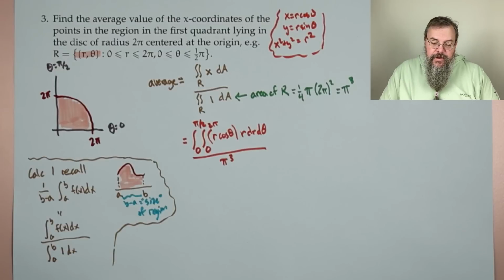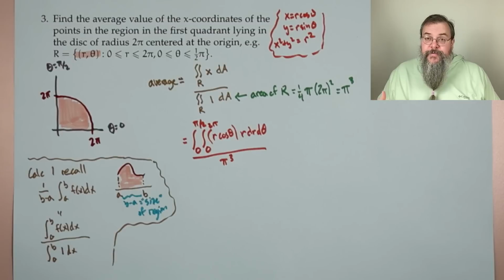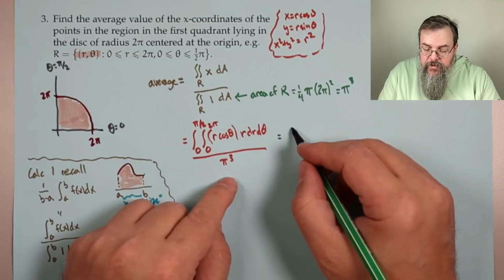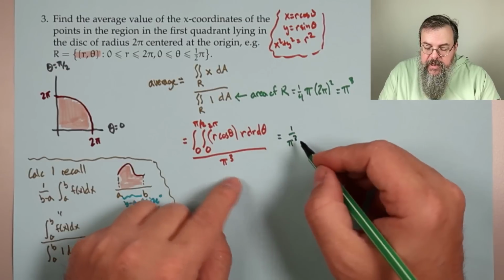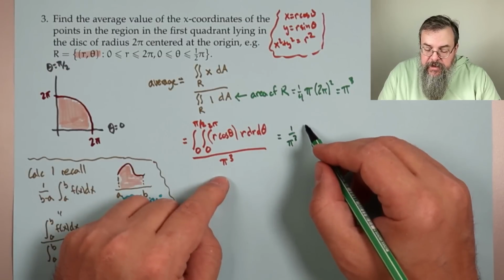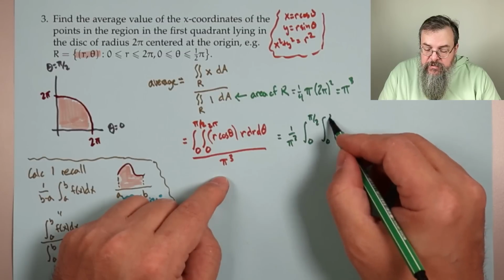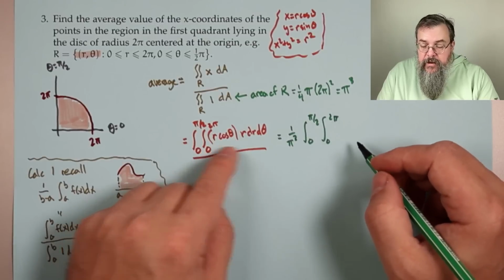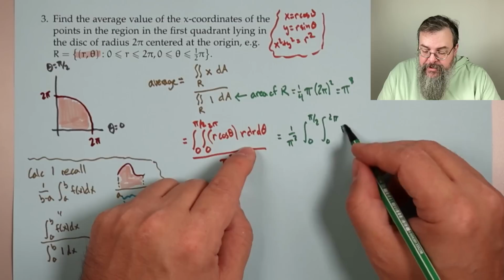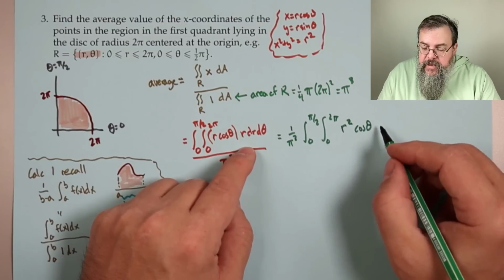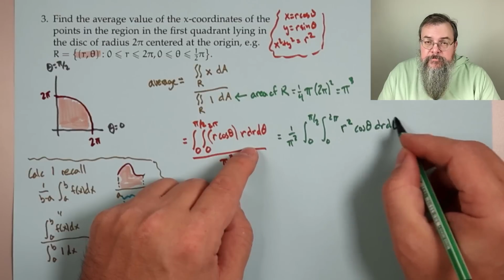Okay. Well, now pretty much the last thing to do is carry out the integral. And so we'll just be patient and work it through. So, okay, there's a 1 over pi cubed. I'll write that in the front. Then we have the integral from 0 to pi over 2, the integral from 0 to 2 pi, and r is r squared, cosine theta, and then dr d theta.